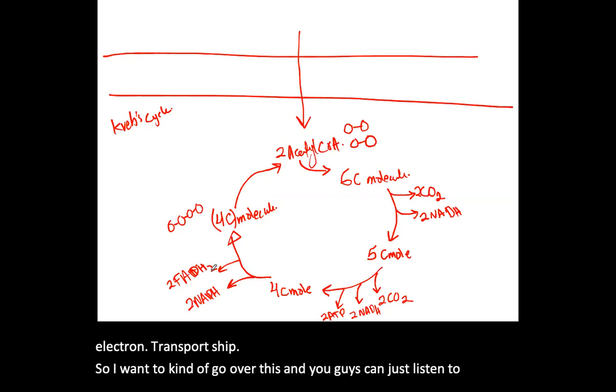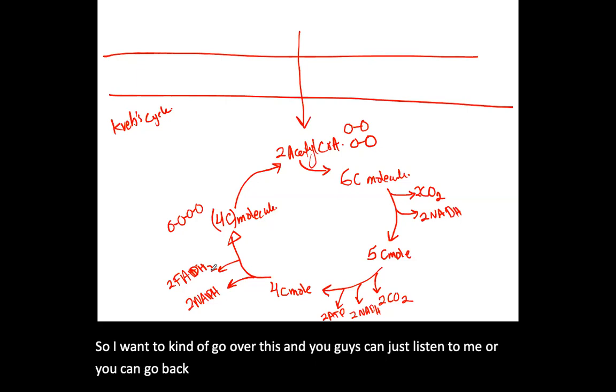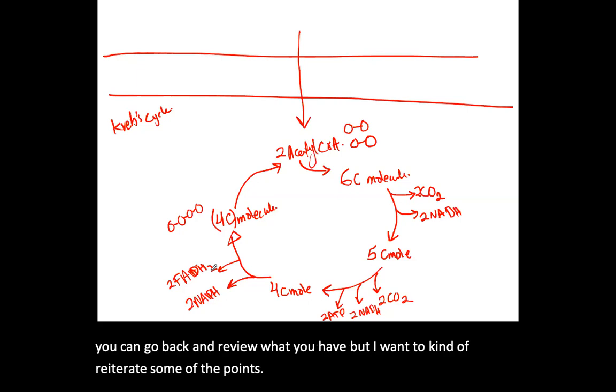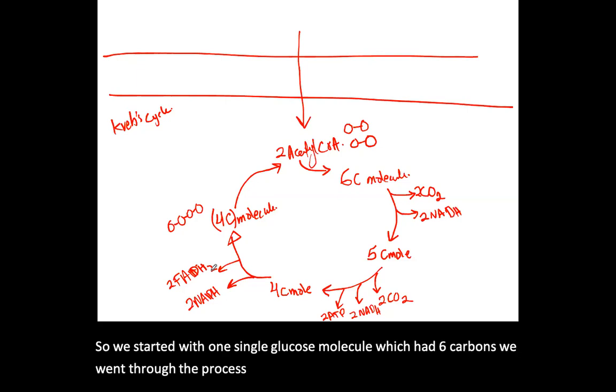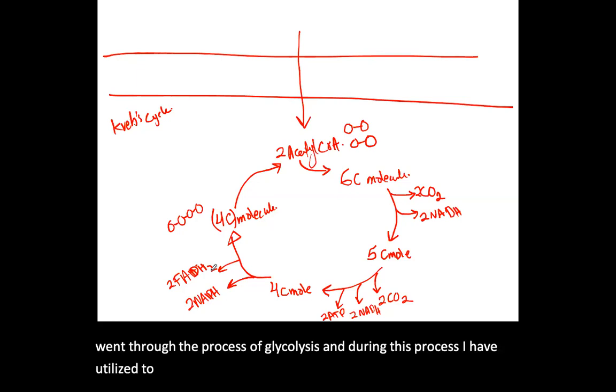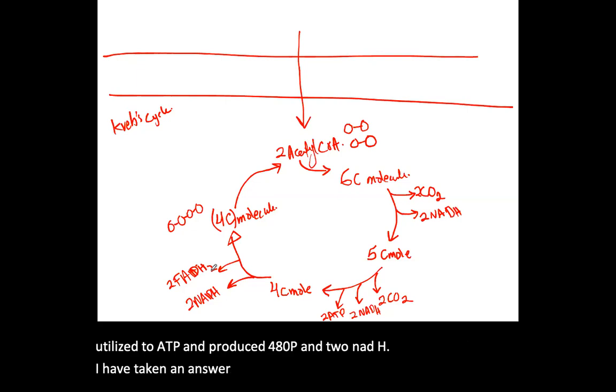So I want to go over this, and you can just listen to me, or you can go back and review what you have. But I want to reiterate some of the points. So we started with one single glucose molecule, which had 6 carbons. We went through the process of glycolysis, and during this process, I have utilized 2 ATP and produced 4 ATP and 2 NADH. The final product of this process is 2 pyruvate molecules.